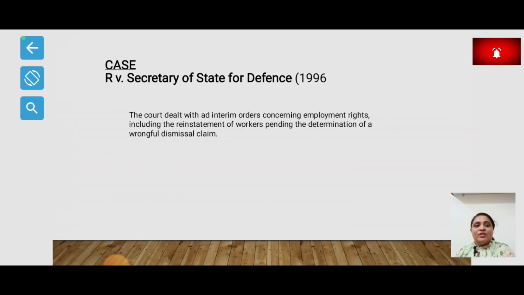So in a case, R v Secretary of State for Defense, the court dealt with ad interim orders concerning employment rights, including the reinstatement of workers pending the determination of a wrongful dismissal claim. So here you can see a wrongful dismissal was there and it came before the court, and whether it was ad interim, that the employee is terminated for the dismissal on a temporary basis, or was there any other thing. All these kinds of things were checked into. So this is ad interim.